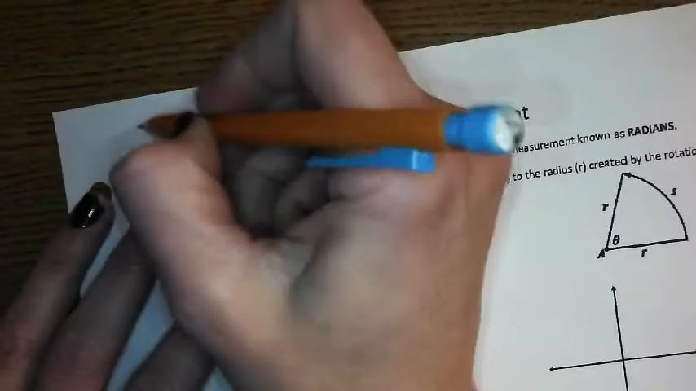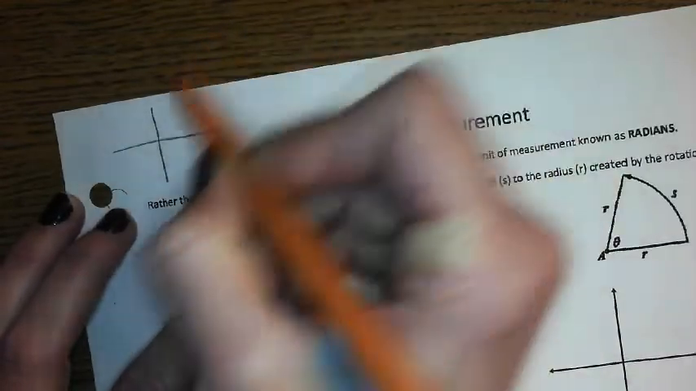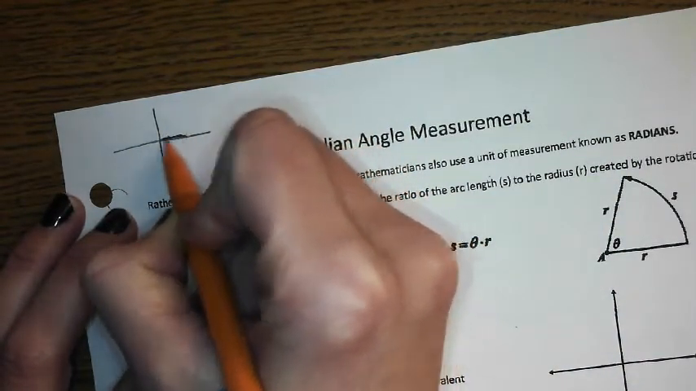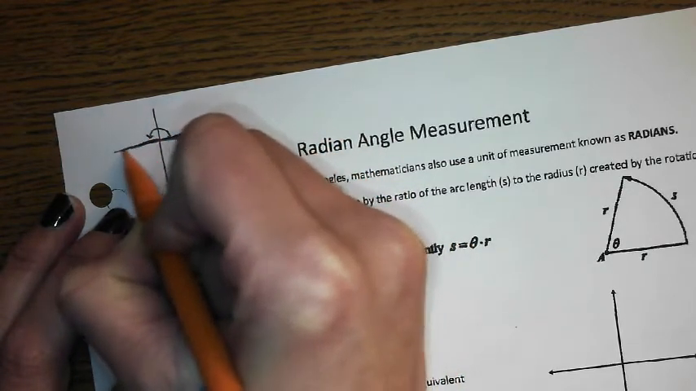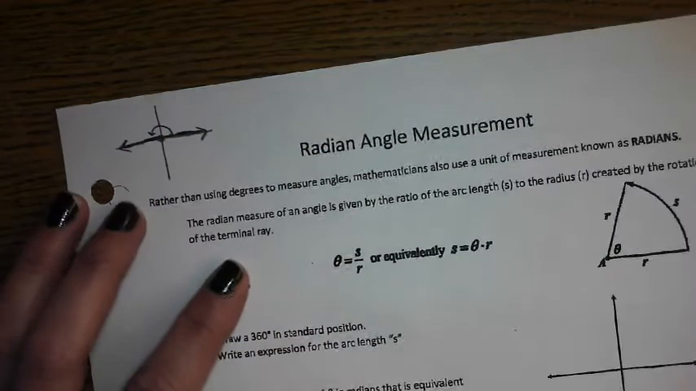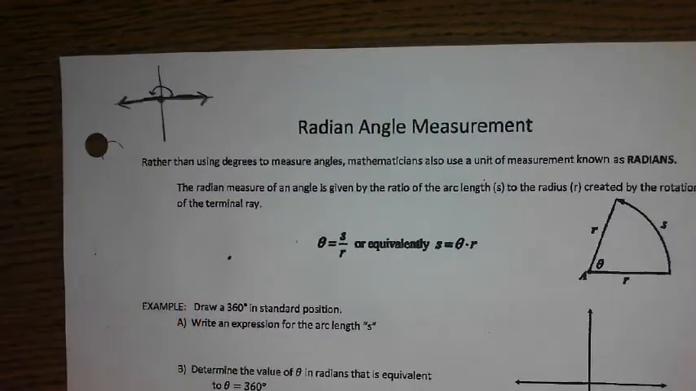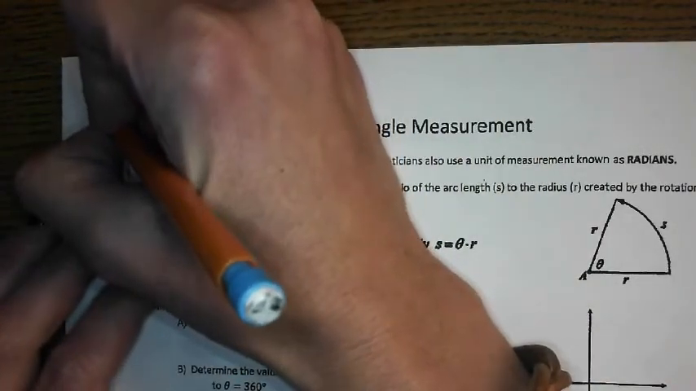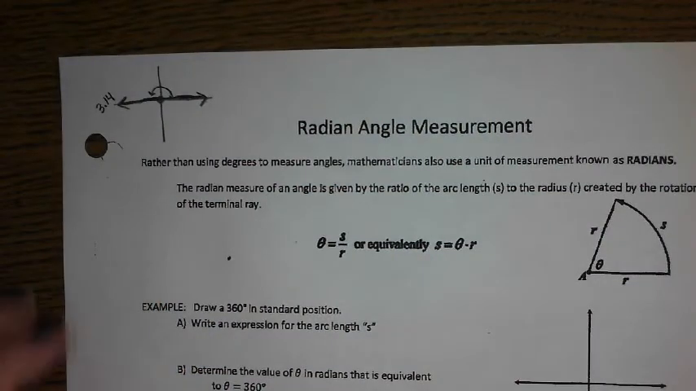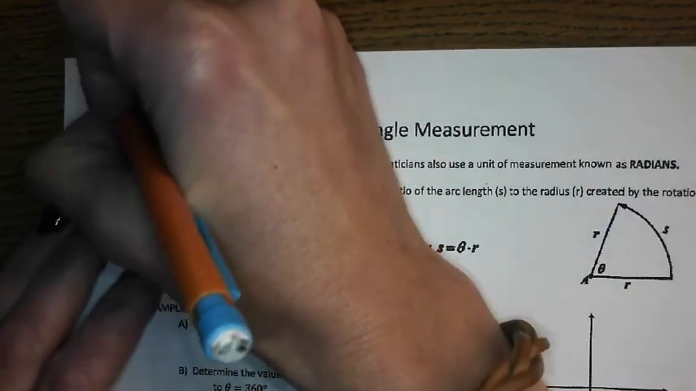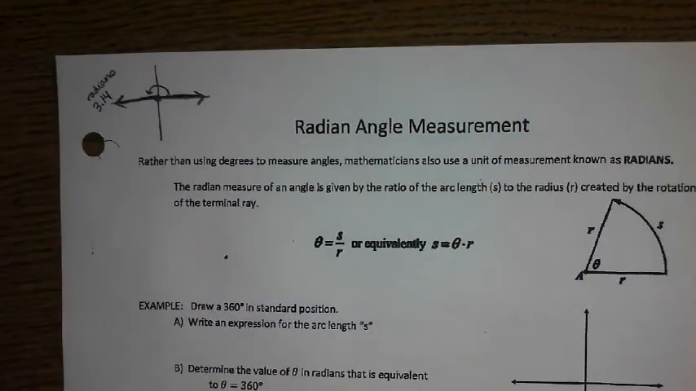We know in degrees, this is going to be an easy question. If here's my initial ray, and I open it up, and here's my terminal ray, what is that in degrees? 180. We know that. In radians, it's approximately 3.14. So that's in radians. Does 3.14 ring a bell for you guys? Pi. Correct. That is pi.